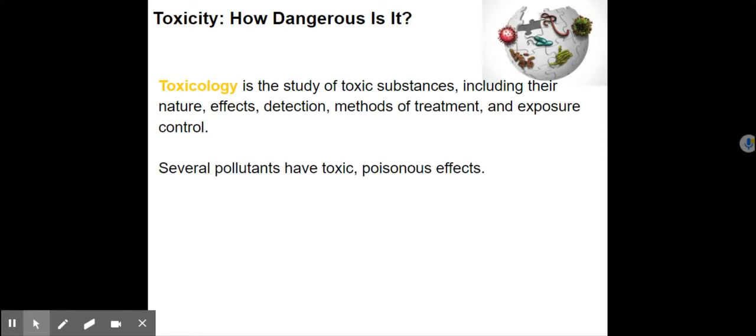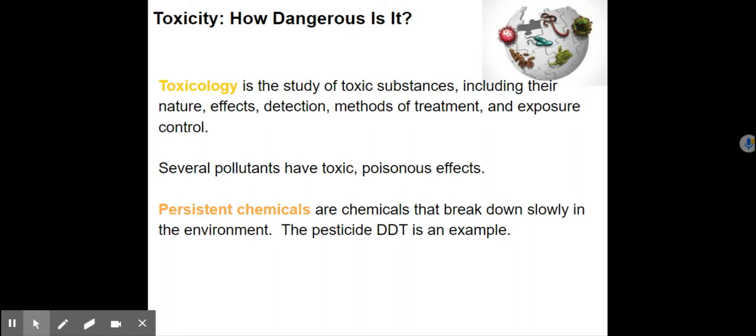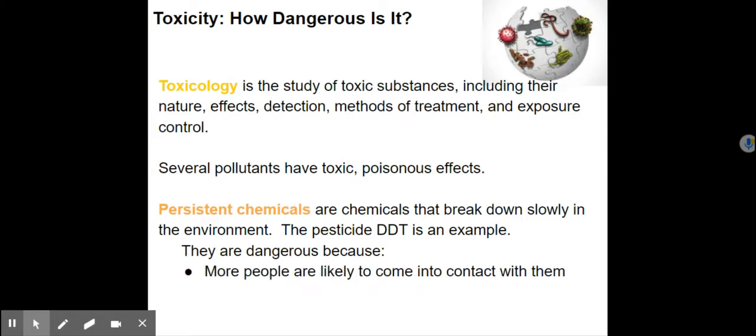Several pollutants have toxic, poisonous effects. Persistent chemicals are chemicals that break down slowly in the environment. The pesticide DDT, which was banned, is an example. They are dangerous because more people are likely to come into contact with them. They are more likely to remain in the body.